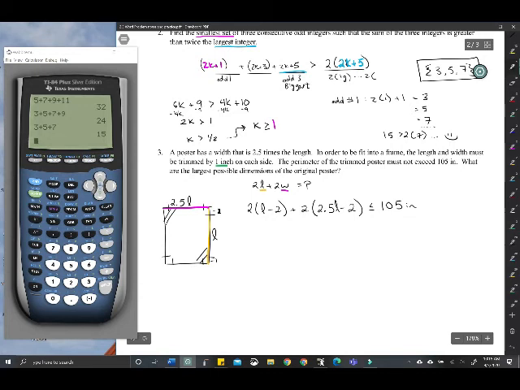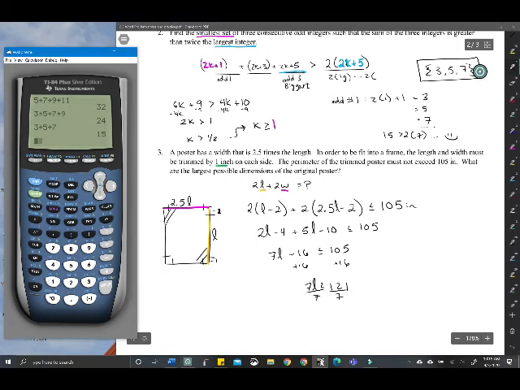I forgot L, so we'll put L there. 2L minus 4 plus 5L minus 10, less than or equal to 105. That's 7L minus 16, less than or equal to 105. We'll add the 16. So that's 121, less than or equal to 7L. And we'll divide by 7. First checking my adding. Yep, we're good. And the length then has to be less than or equal to 17.28.